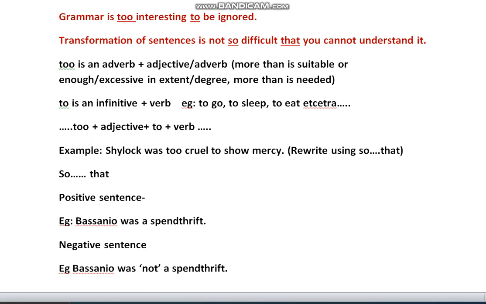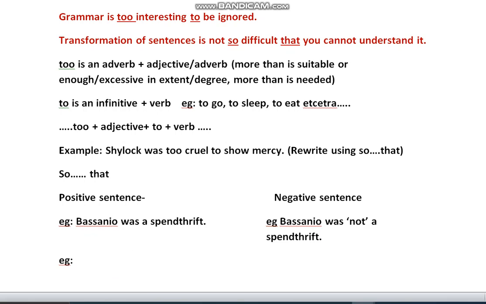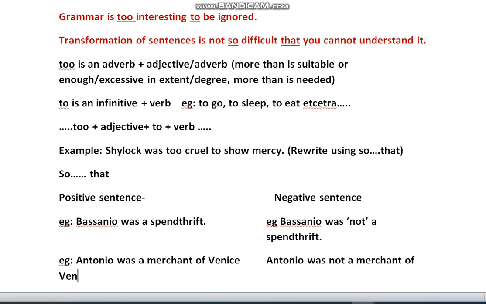So, if a sentence containing "too...to" is a positive sentence, then the contrasting sentence, the one with "so that", will be a negative sentence. Another example of a positive sentence, Antonio was a merchant of Venice. The negative sentence will be: Antonio was not a merchant of Venice.